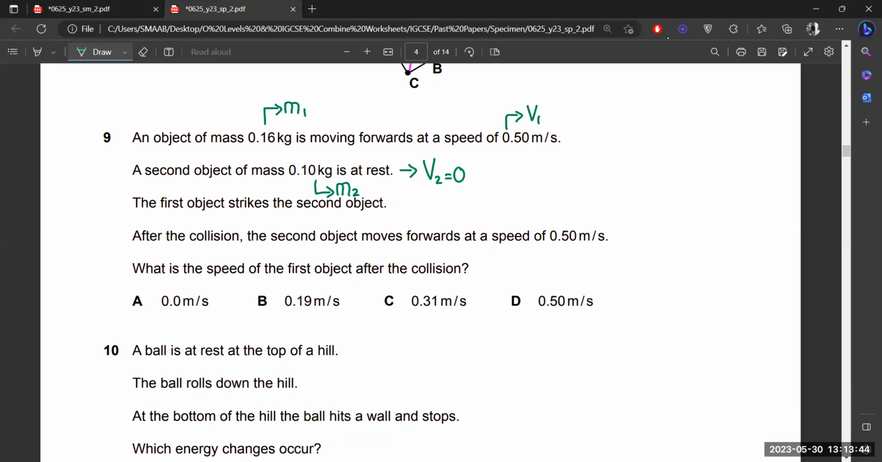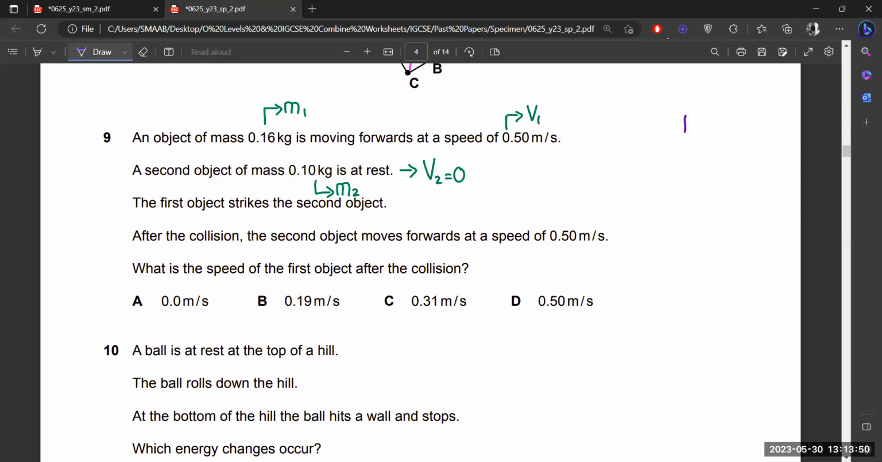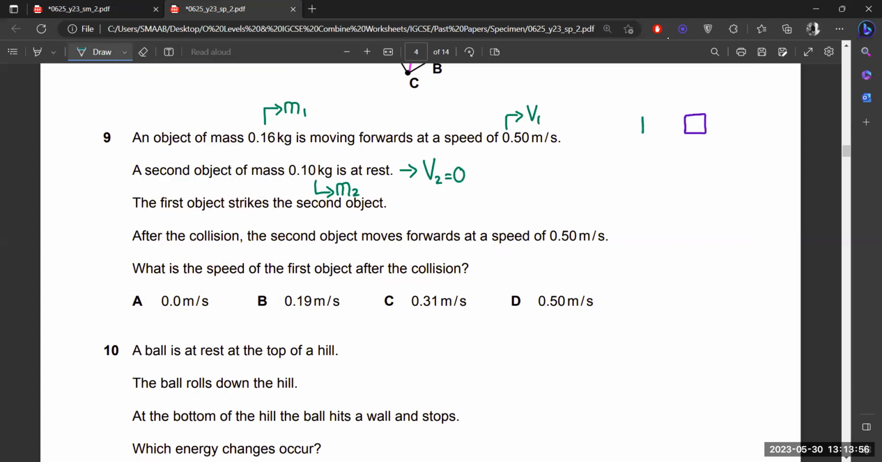So the situation is like this. Let's suppose we have two objects, object number 2, which is at rest, and the first object, which is going to move in the direction of the second object and hit it. The mass of the second object is M2. When it hits the object, after collision, it is mentioned that the second object moves forward at a speed of 0.50 meter per second. So after collision, this object moves in forward direction with the speed mentioned in the question, that is 0.50 meter per second. So that is the final speed for the second object.